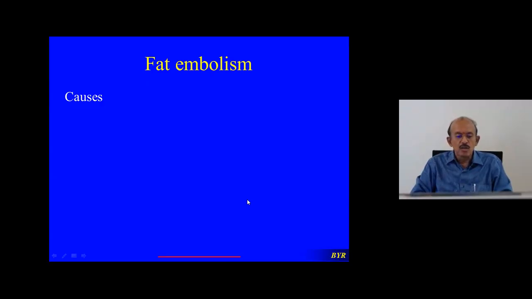Now we'll go to the next topic, that is fat embolism. The fat circulates in the bloodstream adsorbed on the lipoproteins. So there are specialized proteins. They carry the fat molecules on them. Free fat is not there. Free fat can be there in the plasma due to multiple fractures, where the fat in the marrow will be pushed into the blood circulation.